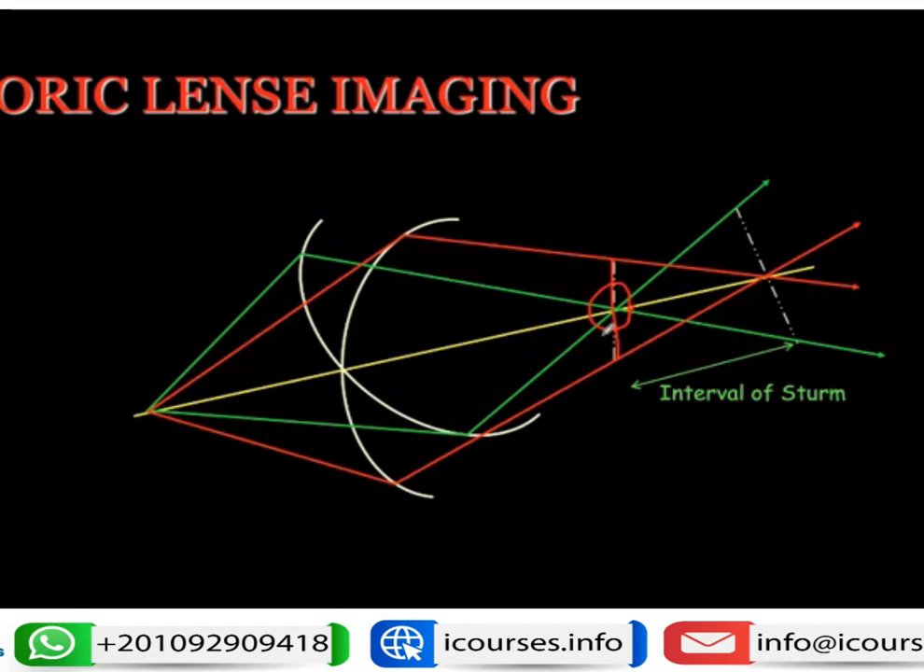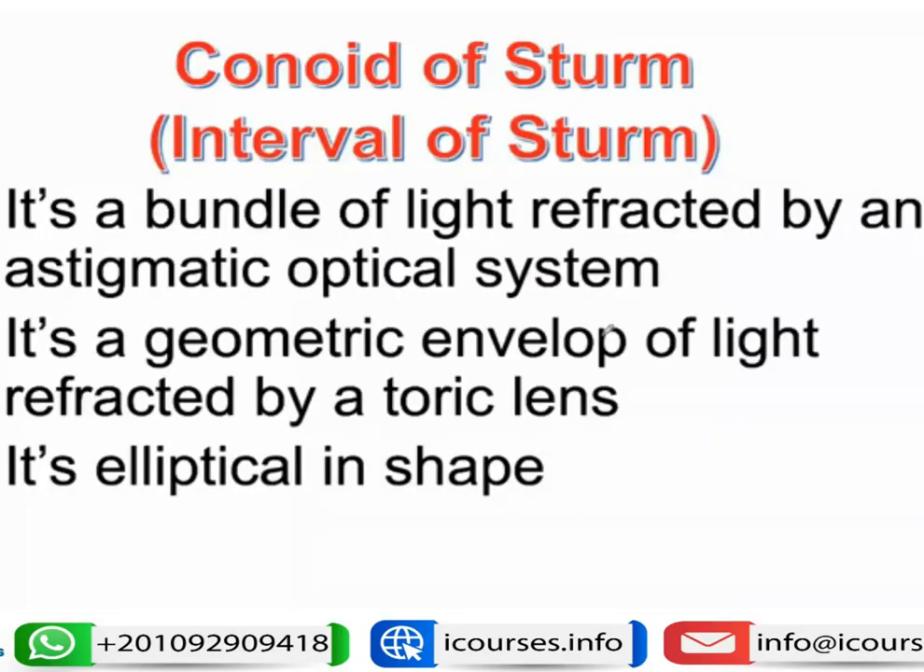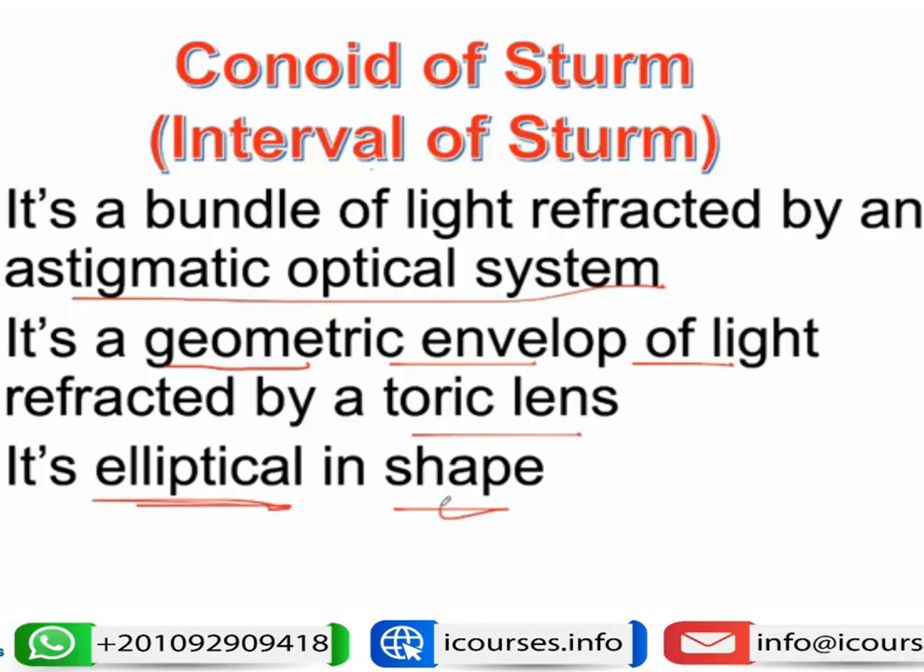One of the most important topics in the cylindrical lens is the interval of Sturm. So let's have more information about it. The conoid of Sturm, or interval of Sturm, is a bundle of light refracted by an astigmatic optical system. It appears as a geometric envelope of light that is refracted by the toric lens, and it is elliptical in shape. So let's see an example.